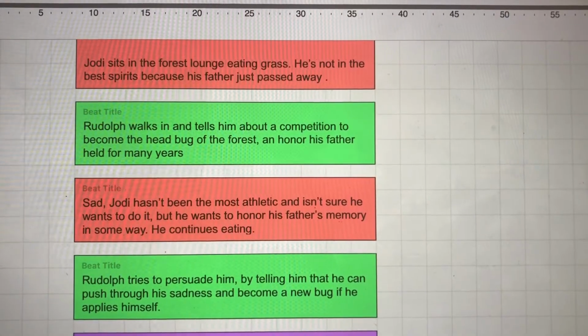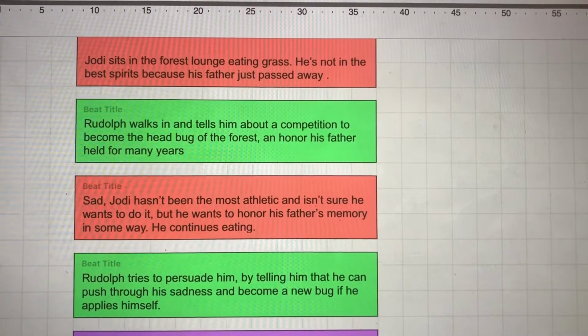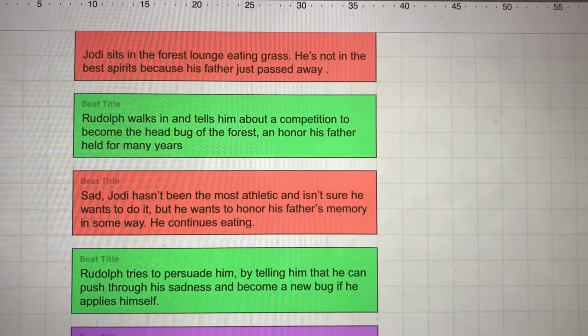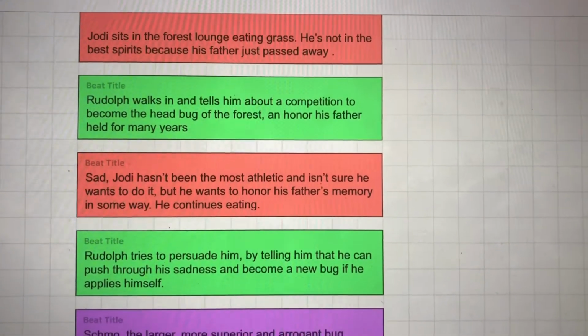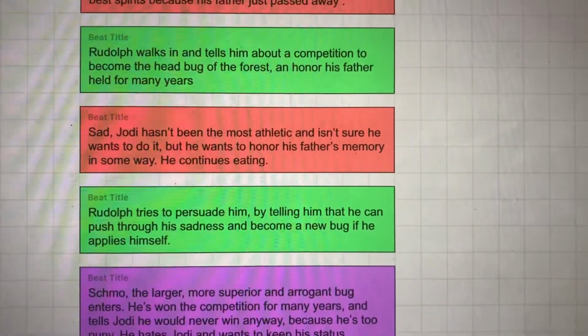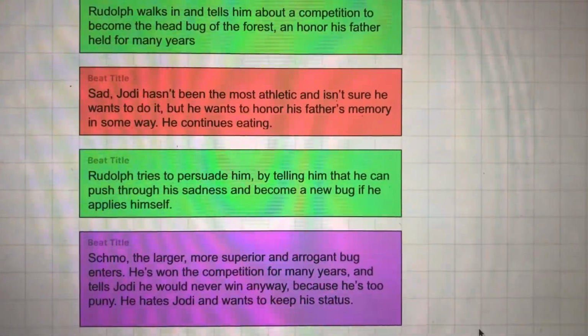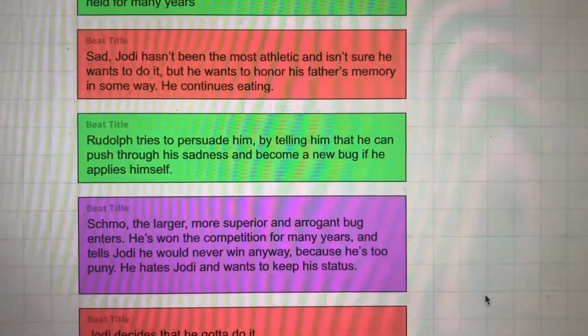And in the outline, it has more of the tension and the turns within the story. So this is what it could sound like. Jody sits in the forest eating grass. He's not in the best spirits because his father just passed away. Rudolph walks in and tells him about a competition to become the head bug of the forest, an honor that Jody's father held for years.